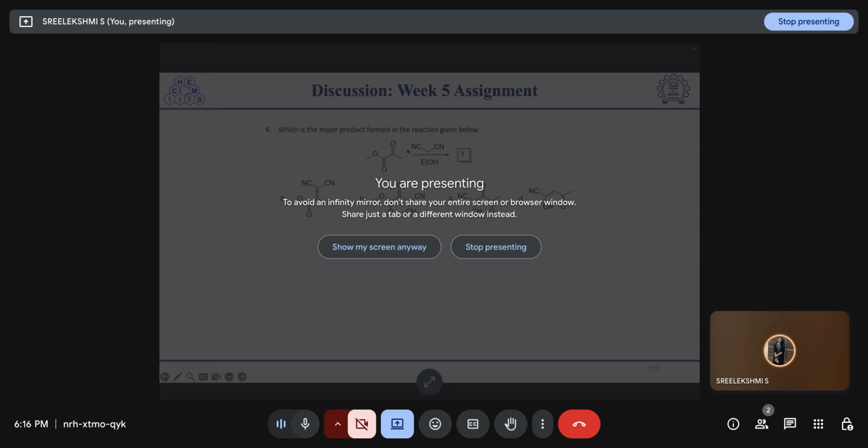So here this compound, upon treatment with this compound having an active methylene group in the presence of ethanol, which will be the major product formed here.